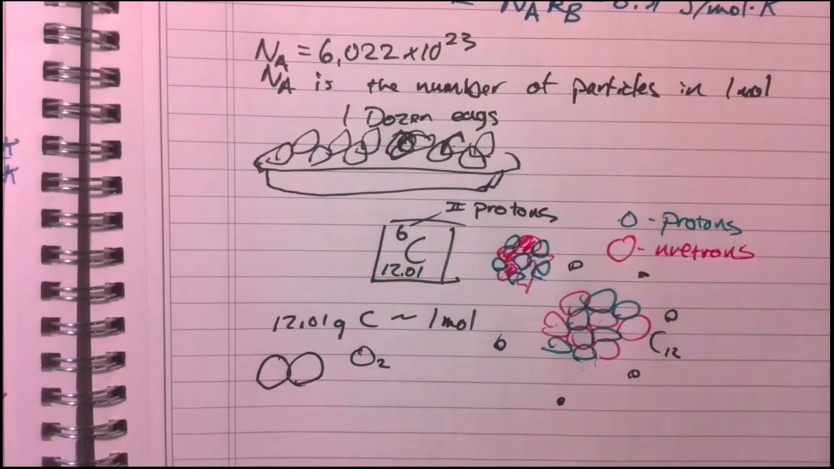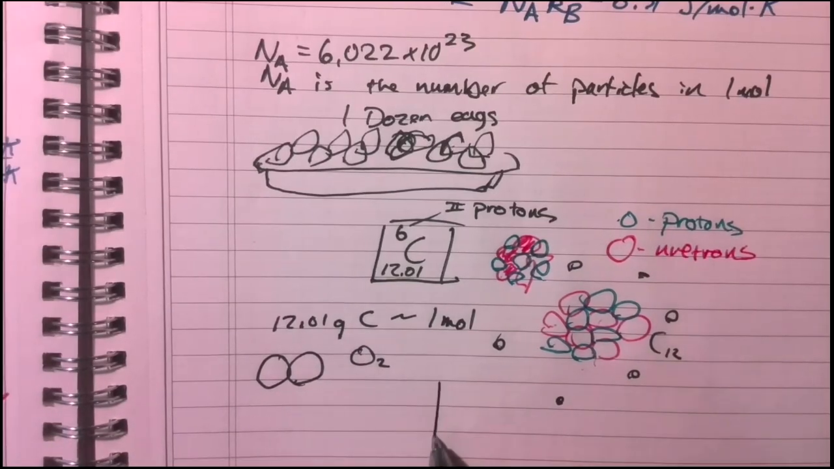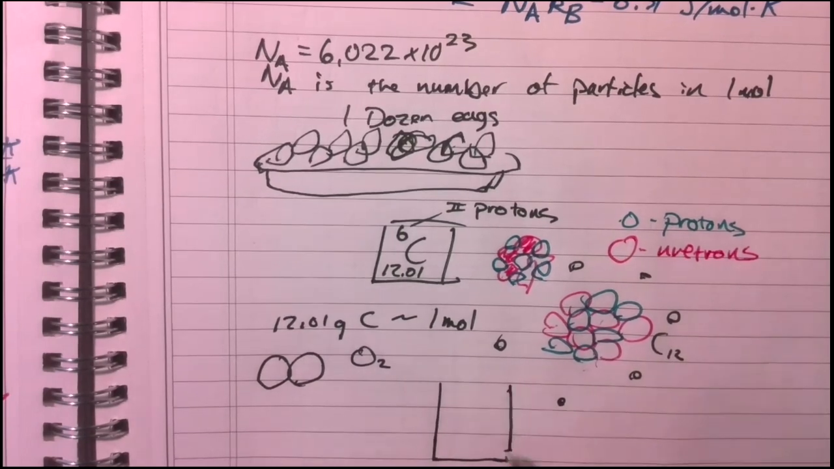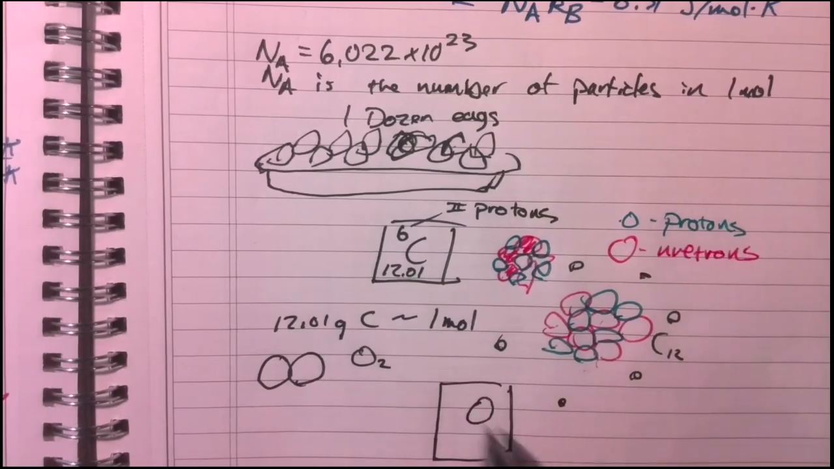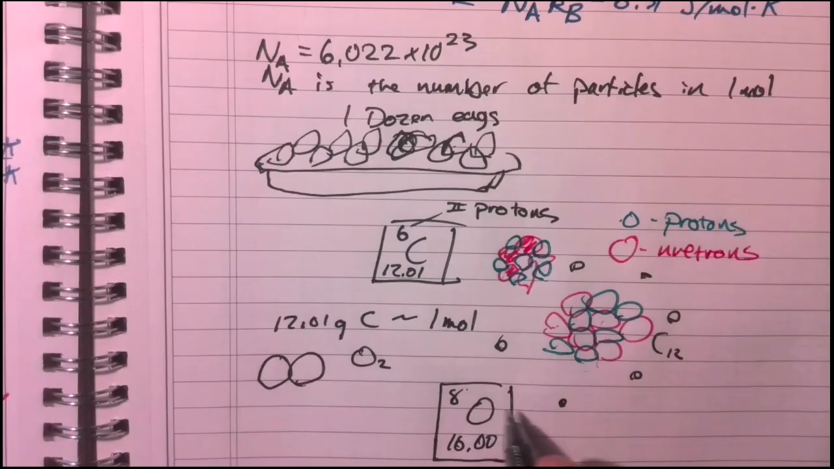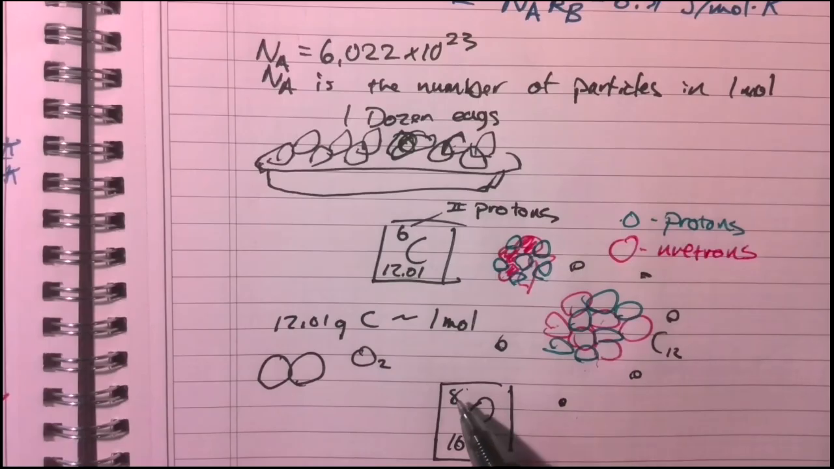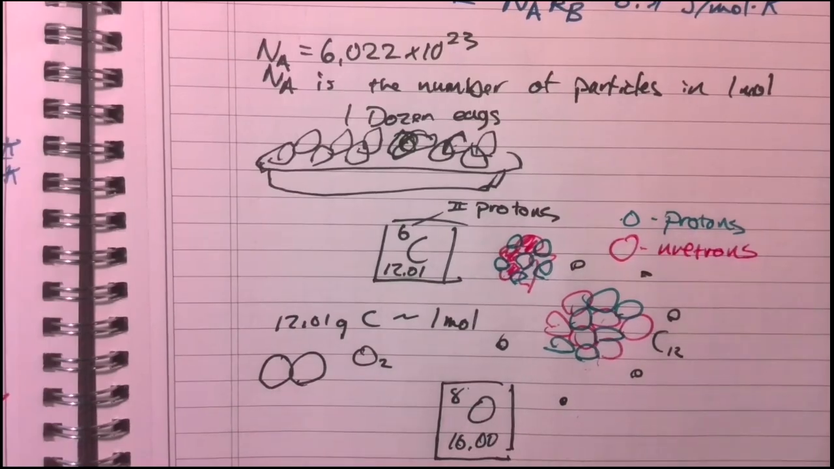So let's look at the periodic table here. We can see that here's oxygen, my oxygen, and it's a big O. Up here we have 8, and down here we have 16.00. So what we can say from this is that oxygen has 8 protons and its molar mass is 16 grams, or its atomic mass is also 16 atomic mass units.